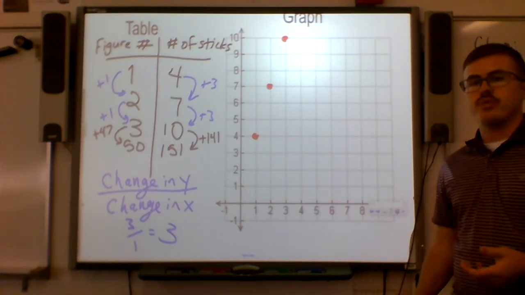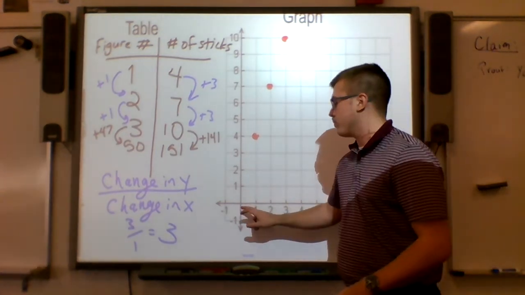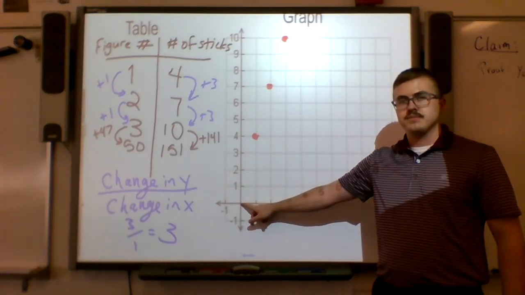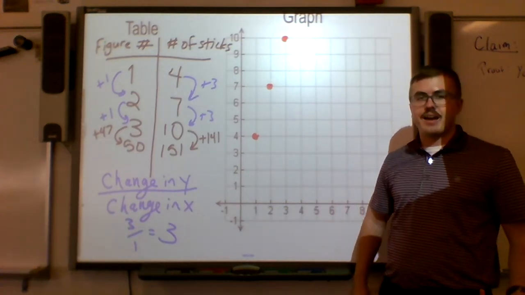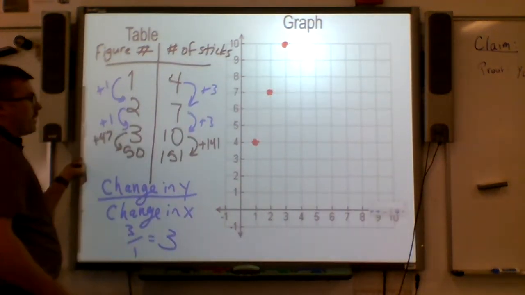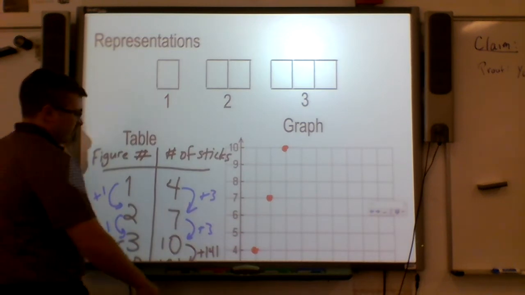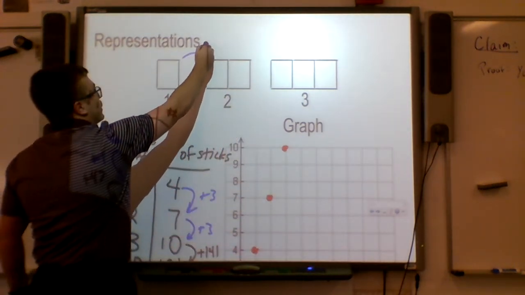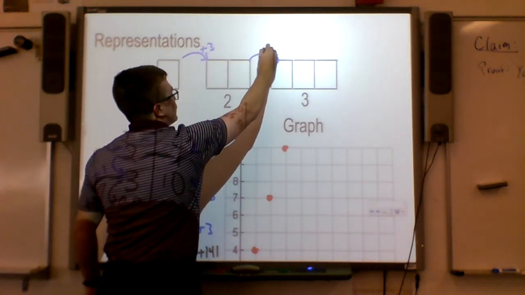But does it go through the origin? Is it a direct variation function? Does it go through this point here? Well, here's how we figure that out. We know that the rate of change is 3. If I go back up to my diagram here, that means as I move from here to here, I add 3.